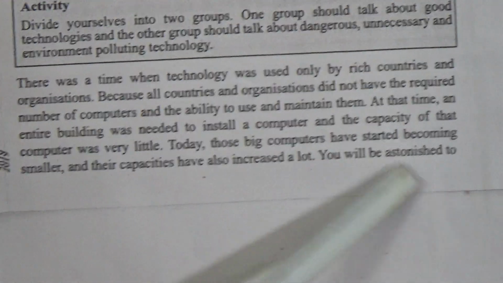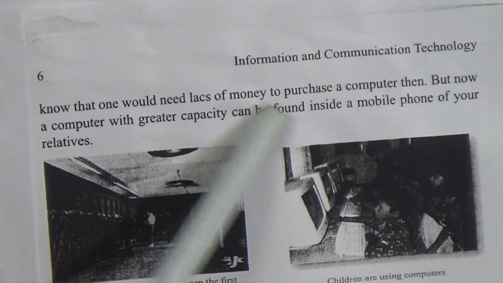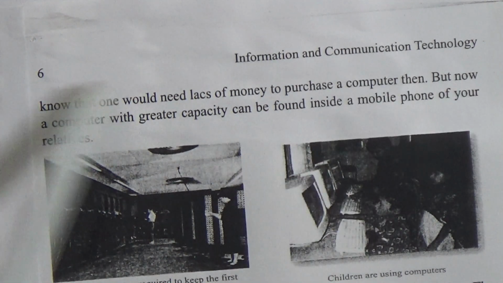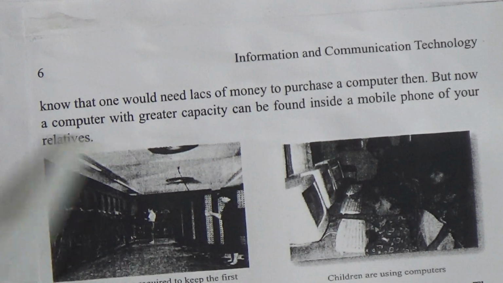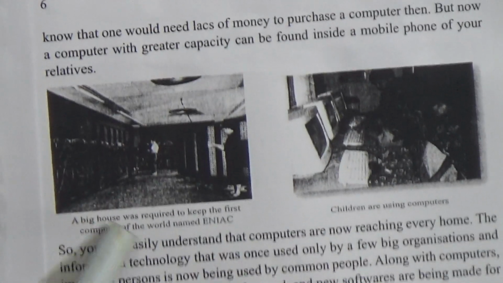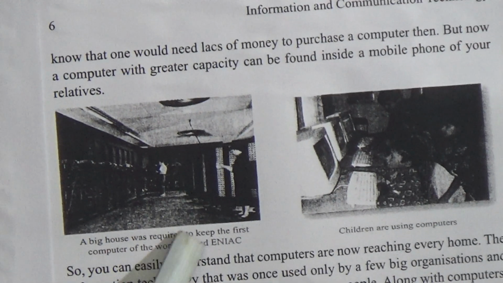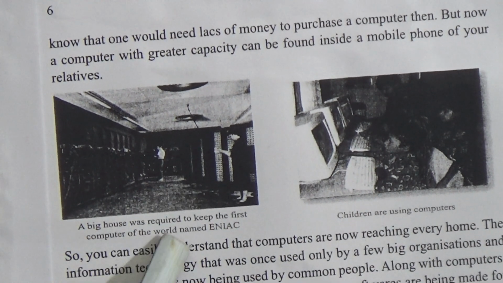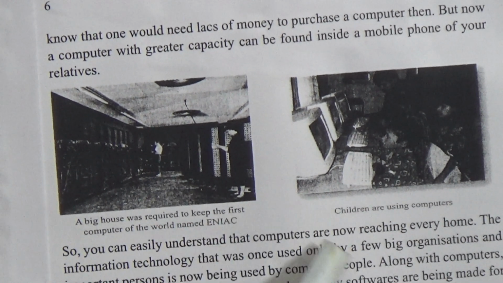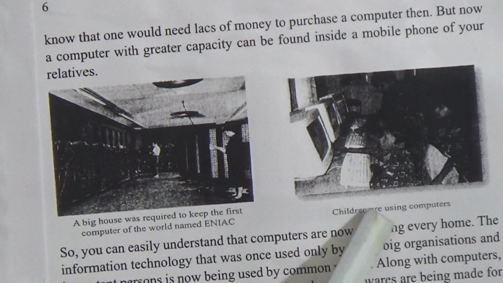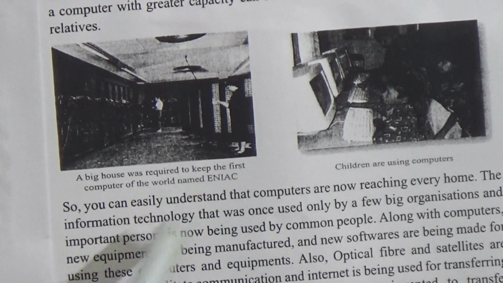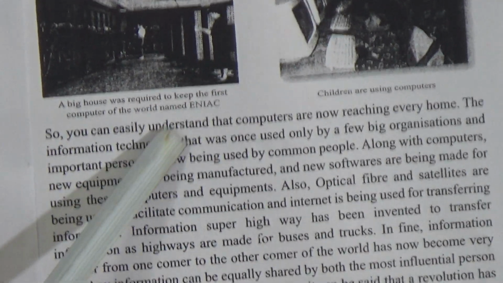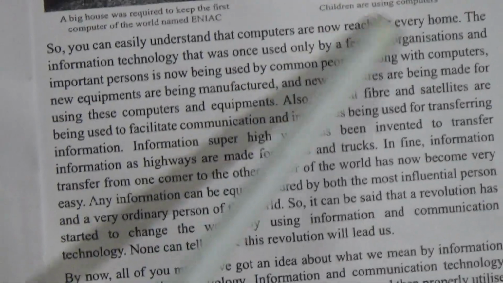Today those big computers have become smaller and their capacities have also increased a lot. You will be astonished to know that one would need lakhs of money to purchase a computer then, but now a computer with a greater capacity can be found inside the mobile phone of your relatives. A big house, as in this picture, was required to keep the first computer of the world. Now children are using small computers. So you can easily understand that computers are now reaching every home.